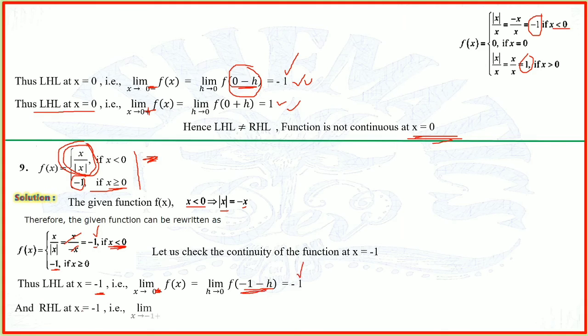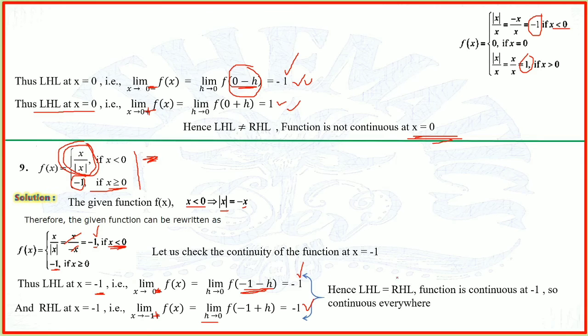Then taking the right hand limit at x equal to minus 1, that is the limit as x tends to minus 1 plus of f(x), limit h tends to 0 of f(minus 1 plus h), which is equal to minus 1. Clearly, as I was telling, the left hand limit is equal to the right hand limit, hence the function is continuous at x equal to minus 1, so it is continuous everywhere. So that's all about this question.